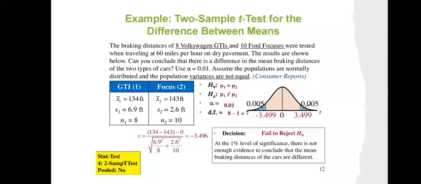When the values were put in, the t value comes out to be minus 3.496. The hypothesis that was set was mu1 is equal to mu2, and the alternate hypothesis was mu1 not equal to mu2, since it was two-tailed. Alpha was 0.01, degrees of freedom was 7. And with the value of t at the 1% significance level, there is not enough evidence to conclude that the mean braking distances of the cars are different.